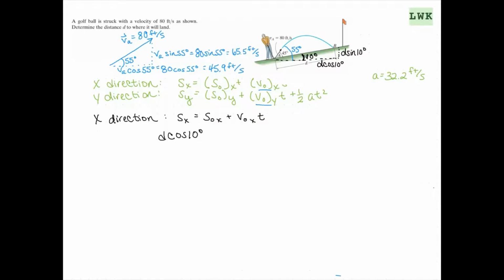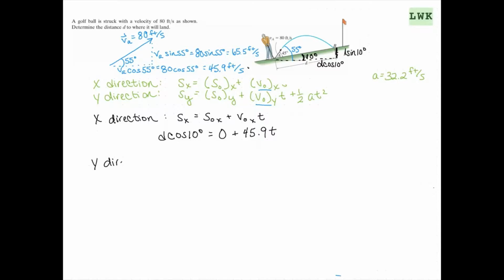So we're going to say d cosine of 10 degrees. That's going to give us this position over here to where B is, where this ball lands. I drew my triangle a little too far over, but that's going to give us this point right here. And that's going to equal our initial position, which is 0, plus our x component of the velocity, which is 45.9, which we solved right up here, times t.